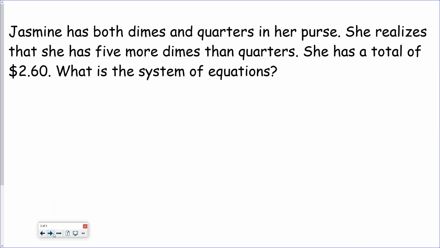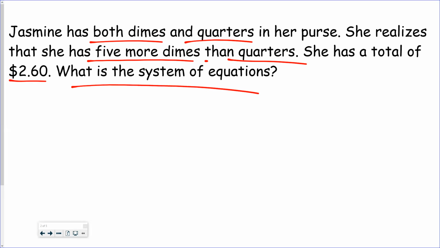So Jasmine has both dimes and quarters in her purse. She realized she has 5 more dimes than quarters. She has a total of $2.60. What is the system of equations? All right, so let's start with that 5 more dimes than quarters. I know that can be kind of confusing when we're trying to write an equation.